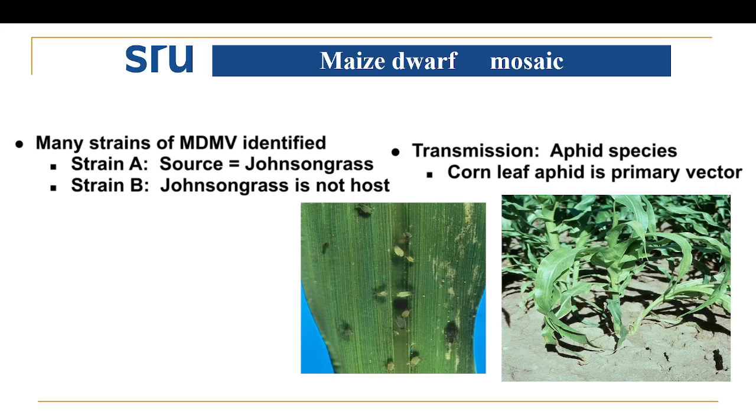Coming to the strains of maize dwarf mosaic, for strain A the major source is Johnson grass, and for strain B, Johnson grass is not a host. Main transmission occurs through aphid species, and corn leaf aphid is the primary vector. Mostly these aphids transmit the maize dwarf mosaic virus in a non-persistent manner. In a short period of time the vector will acquire the virus and transmit it in very little time, and there is no multiplication of the viral particle inside the vector. So we can say this is a non-persistent manner of transmission.